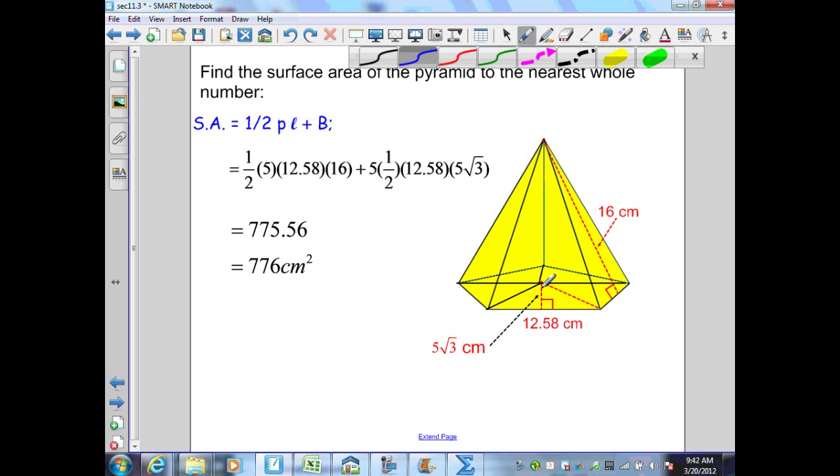Therefore, I have the area of one triangle equal to 1/2 the base times the height, which is 1/2 times 12.58 times the height, which is 5 square roots of 3. But I have 5 congruent triangles. Therefore, that is the area of my base. Now, when I plug that into my calculator, I'm going to get 775.56. When I round to the nearest whole number, I get 776 centimeters squared.